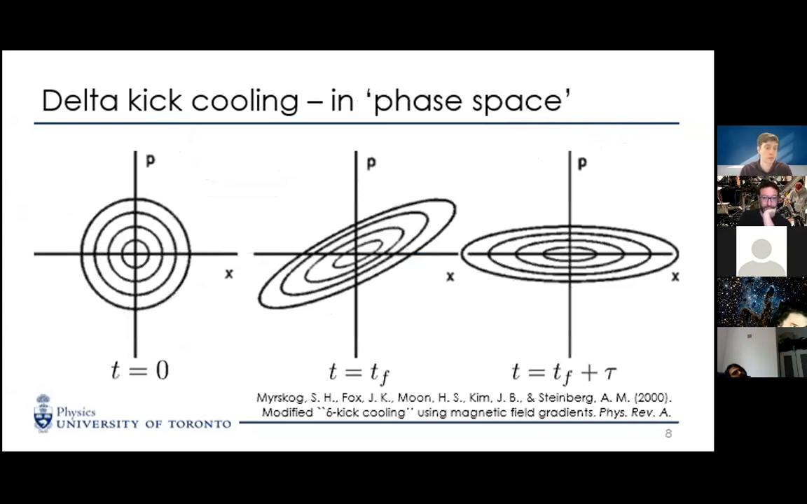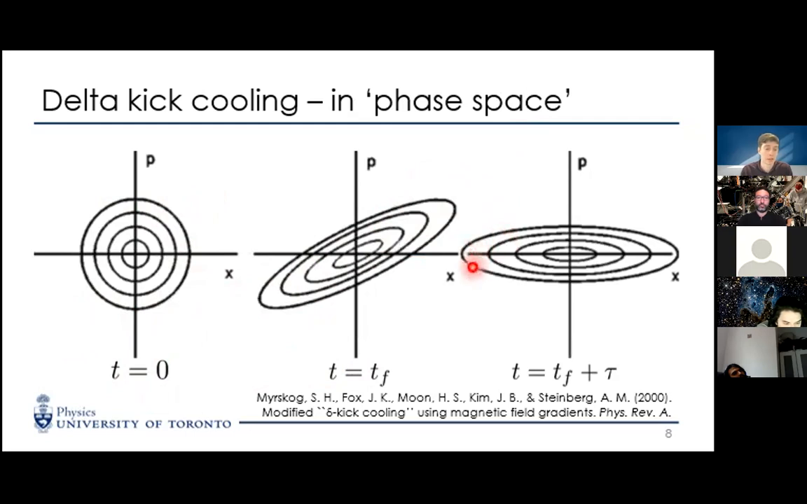We can also look, an intuitive way to understand Delta-kick cooling is also in phase space, where we can look at these classical phase space trajectories. We start with our atoms in a harmonic trap, and when we release them at t equals 0, they expand. So positive momentum shifts to the right here, negative momentum shifts to the left, and after a long expansion time, position and momentum become strongly correlated.